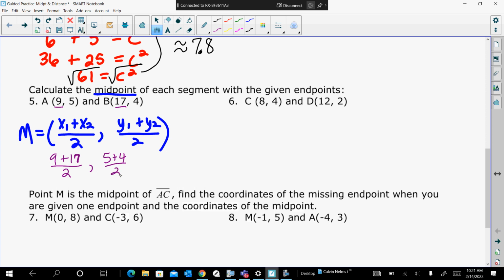Do the addition first. So this gets simplified to the ordered pair 26 over 2 and 9 over 2. Oops, sorry. Reduce, or do the division. So the answer is 13, comma 4.5.